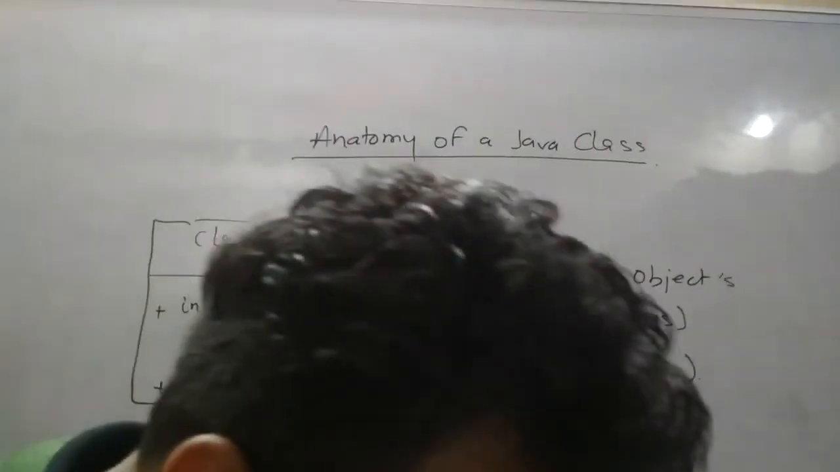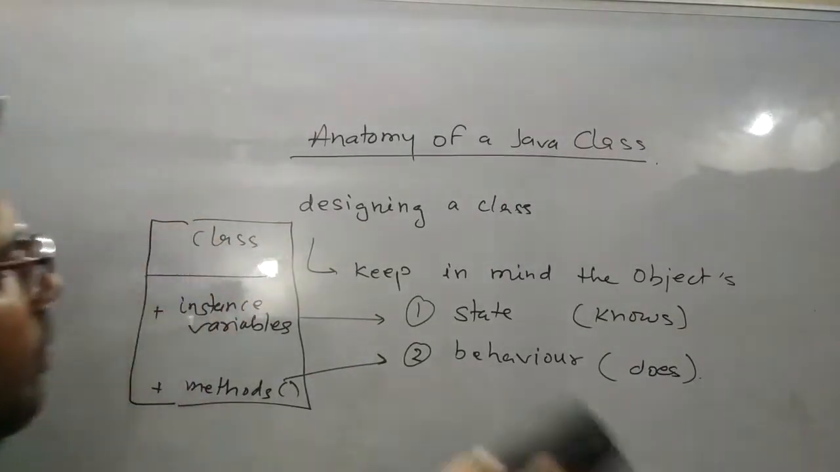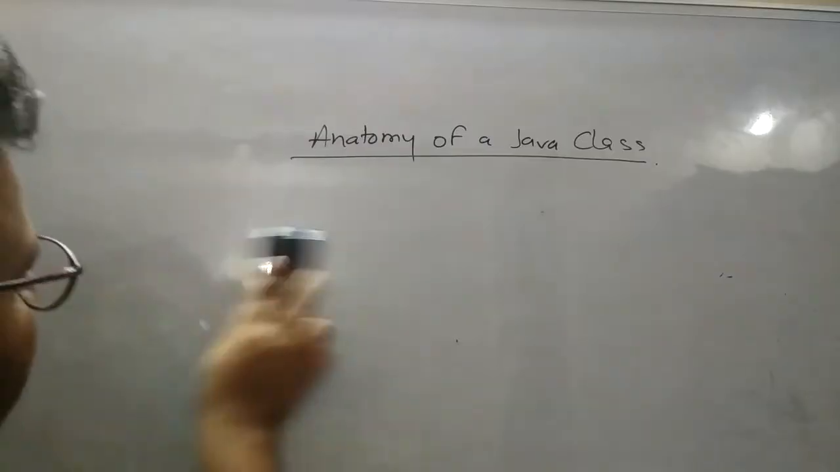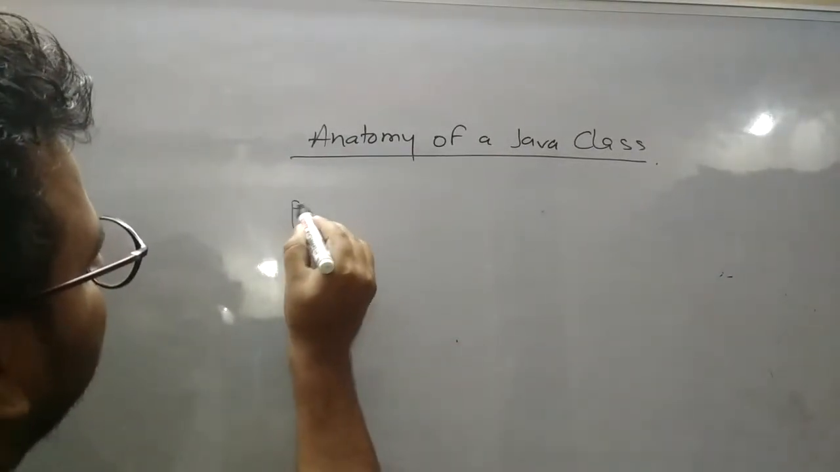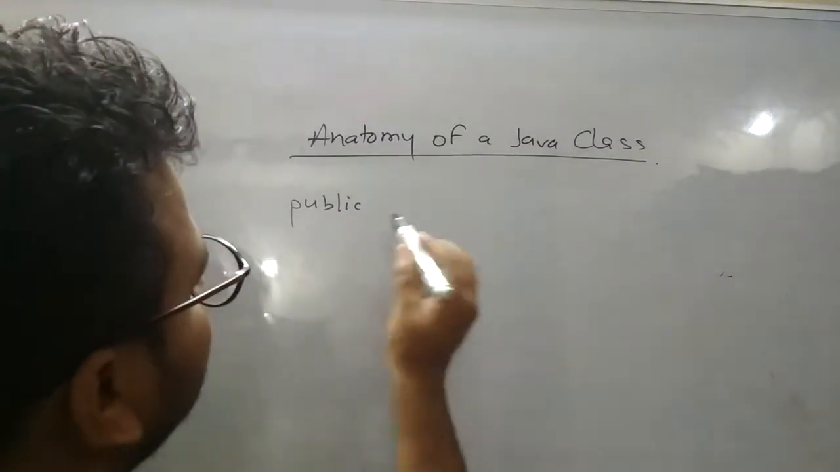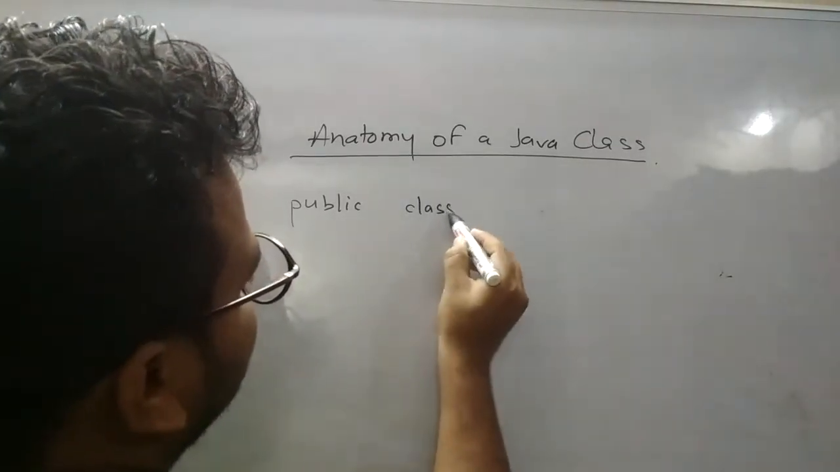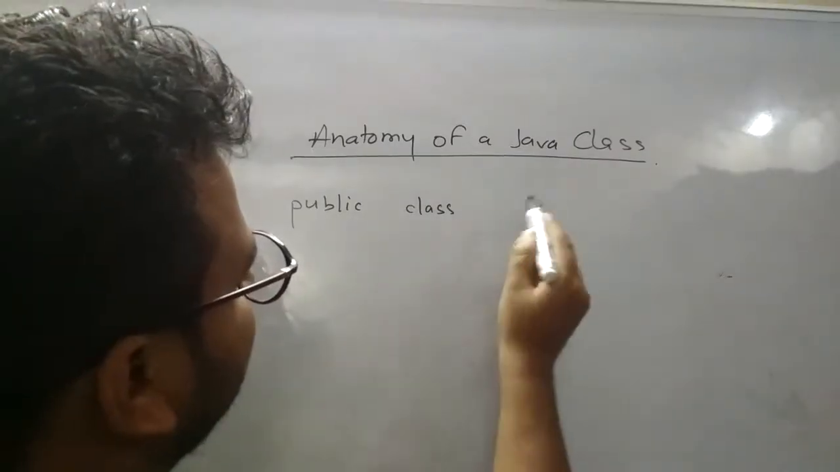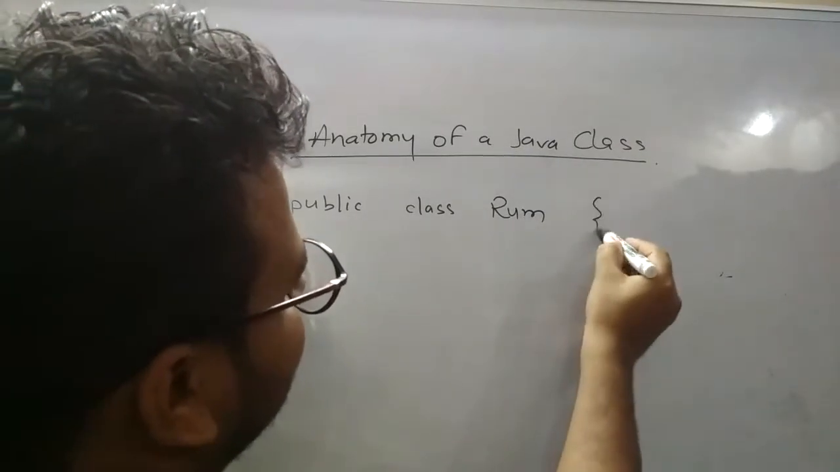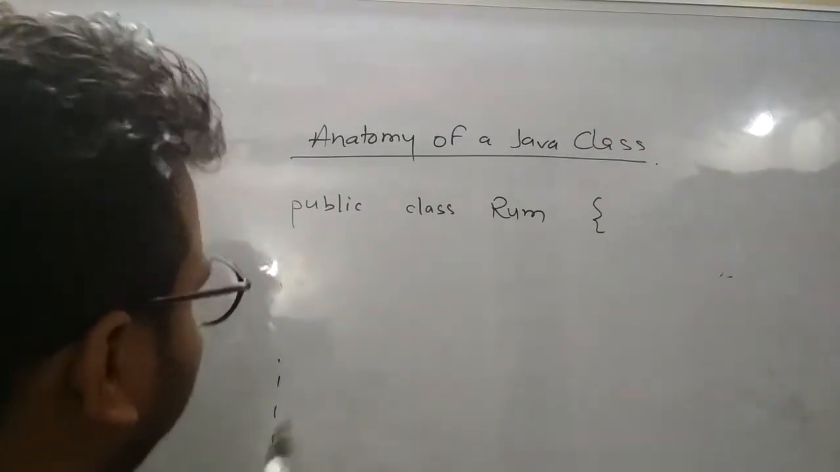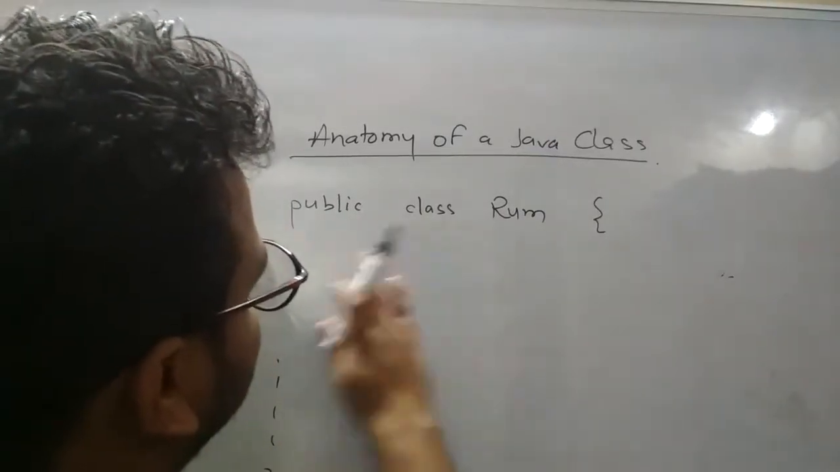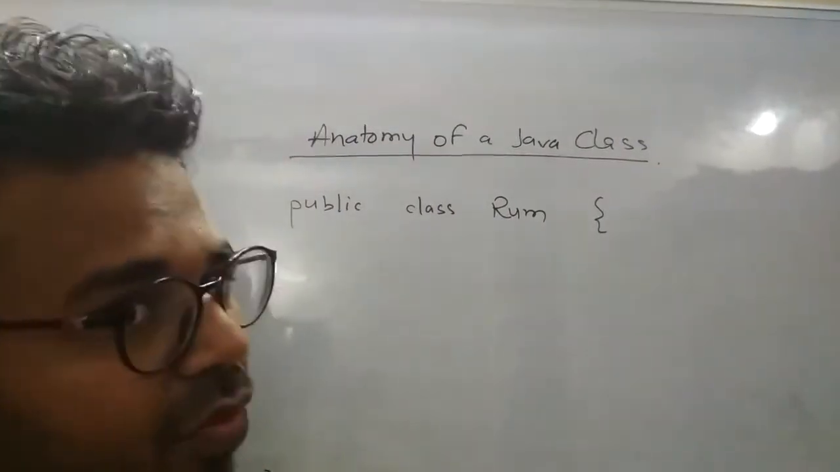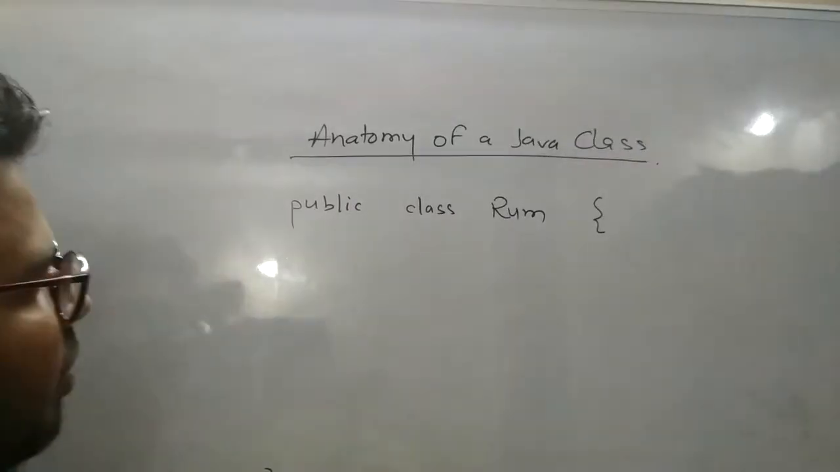So let's design the class for this. Here is our class: public. Public means it is accessible from anywhere. Public class, and class is the keyword used to tell the compiler that it is a class. We have our class Rum, with curly braces open and close. I am not going to write the main method here, because I am not creating a Java application as of now. I am designing a class.